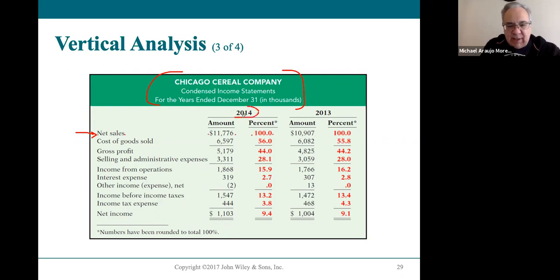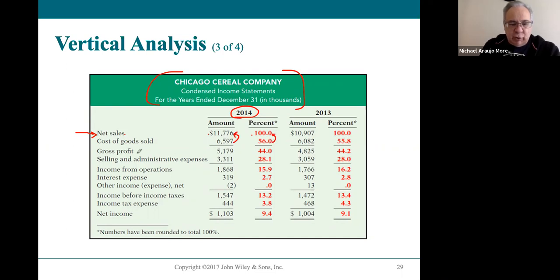So for 2014, you'll do it for both years, of course. You have your net sales of 11,776. That's 100% of your revenue. Your revenue is going to be split into your expenses and your profit, because that's how revenue is split. So your cost of goods sold, 6,597. You're going to divide it into the total revenue, total sales, and it represents 56% of the total.